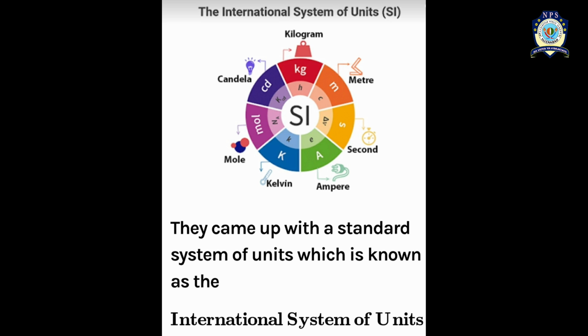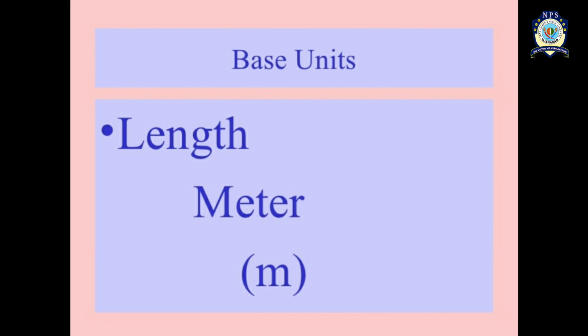Here you can see a table and a round diagram in front of you, which shows the International System of Units. Scientists came up with a standard system of units, known as the International System of Units, which gives us the value of each and every physical quantity that surrounds us. And this system is universally accepted. So let's learn a few units in more detail.